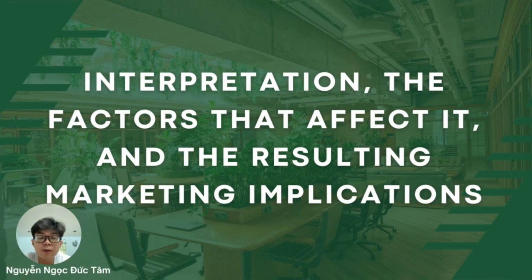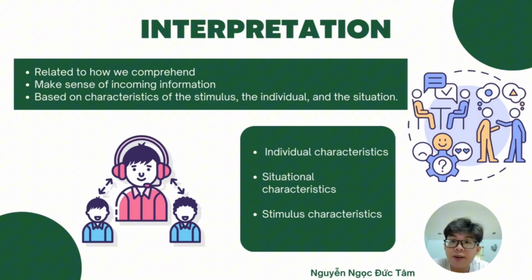So now we move to the next part, which is interpretation, the factors that affect it, and the resulting marketing implications. Interpretation is generally a relative process rather than an absolute one. Often referred to as perceptual relativity, it is often difficult for people to make interpretations in the absence of some reference point. So there are four kinds: first is individual, second situational, third is stimulus, and the fourth one is consumer inference.